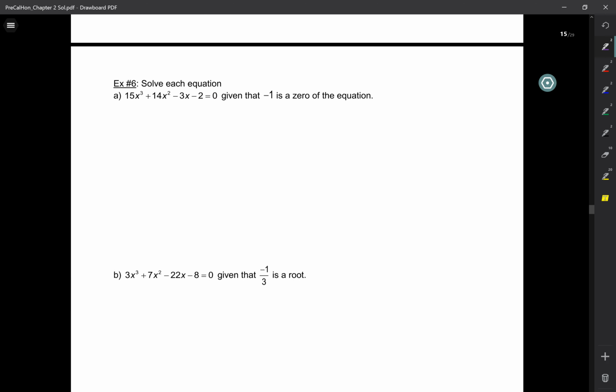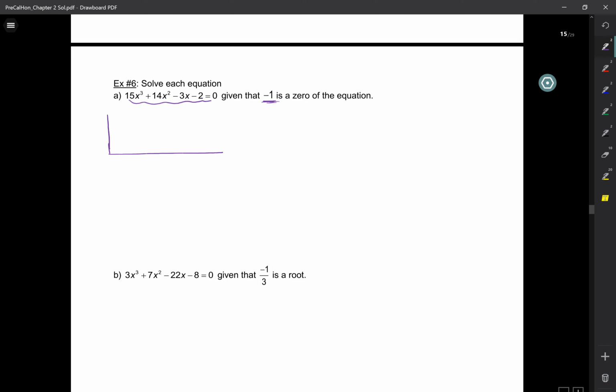Well, suppose you're walking down the street and you see this polynomial and somebody taps you on the shoulder and says, hey, negative 1 is a 0 of this equation. So you say, oh my goodness, I could totally use synthetic division and find all the other zeros. So let's go ahead and do that.